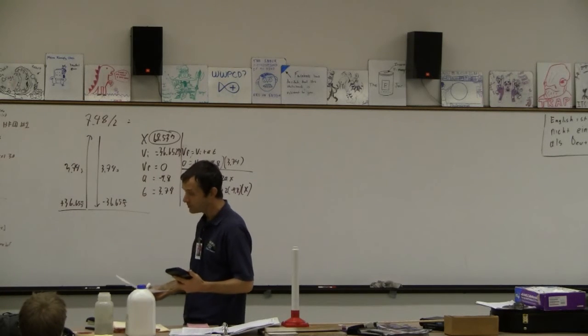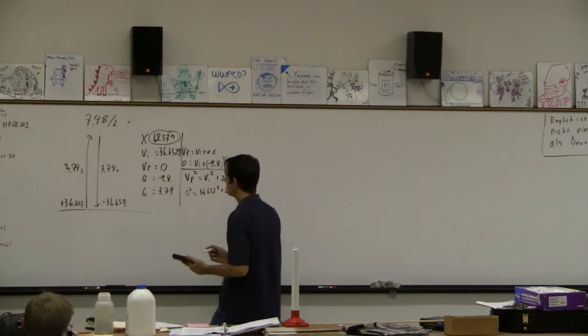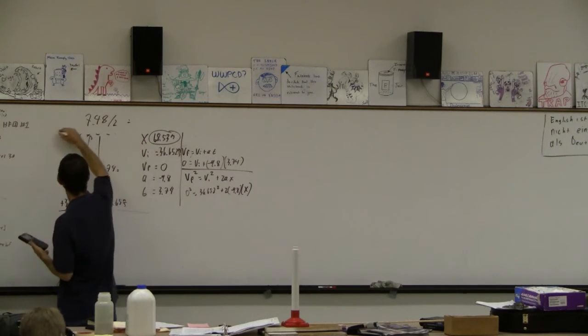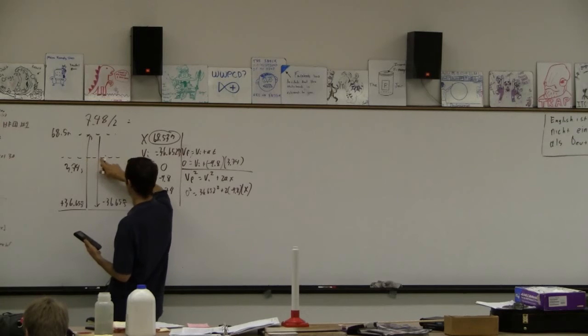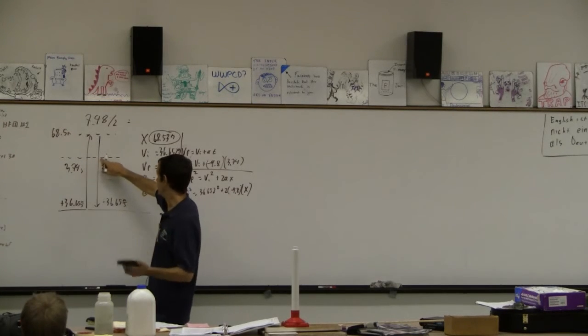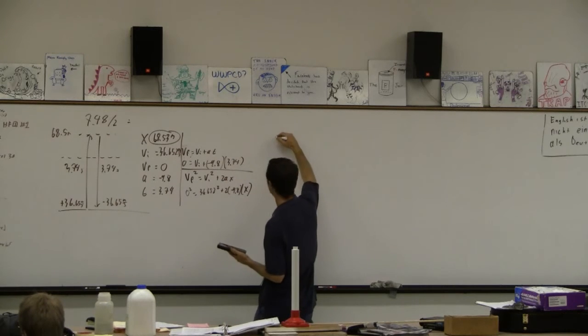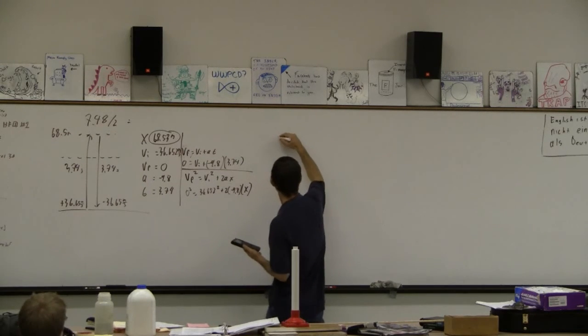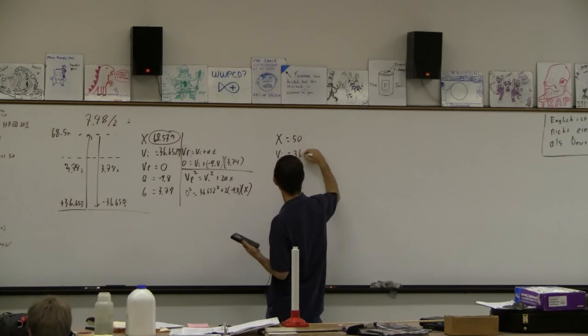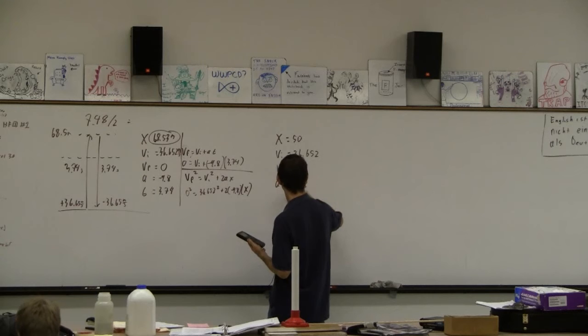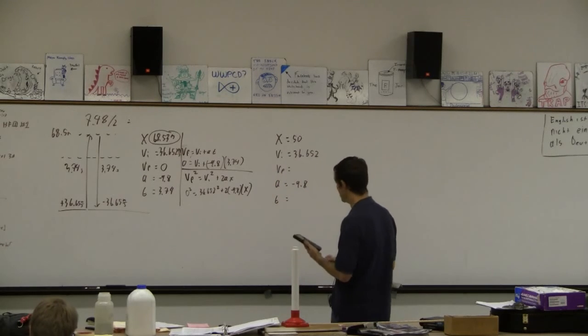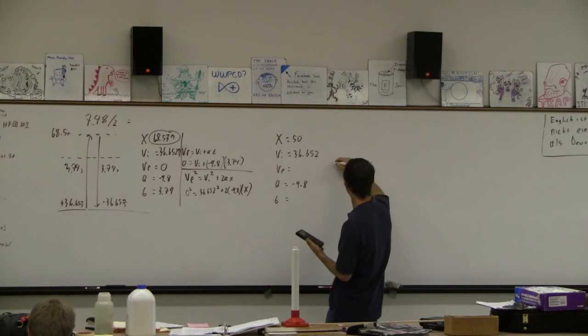And then it says, what is the rocket's velocity at 50 meters? Why are there 2 answers? Well, it goes 68 meters high, so 50 meters is like here. It's going to pass that on the way up and the way down. So there will be a positive and a negative answer that are equally true. So to do 50 meters, we're going to do x is 50, vi is 36.652, vf we don't know, a is negative 9.8, and t we don't know and we don't care. And then I'm going to use vf squared is vi squared plus 2ax.